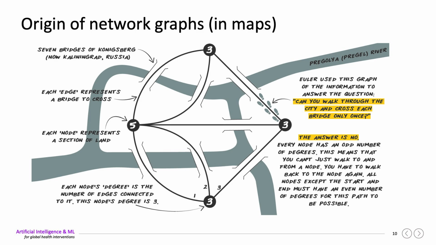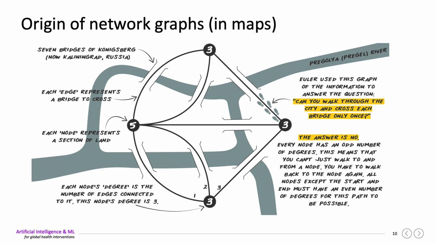Euler used this graph to answer the question, can you walk through the city and cross each bridge only once? The answer is no. Every node here has an odd number of degrees, and that is the problem. To traverse and return, all nodes, except the start and end, must have an even number of degrees. This is our first real lesson in reading a graph. Degree, connectivity, and the parity of connections carry genuine mathematical meaning.